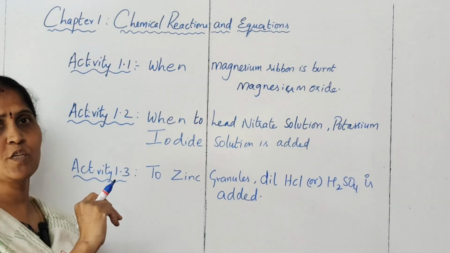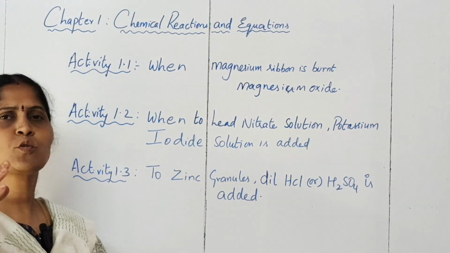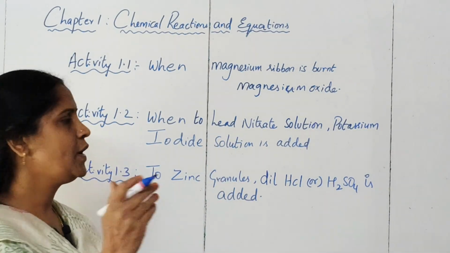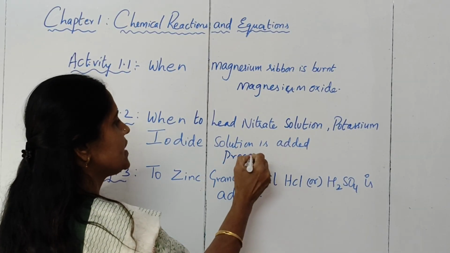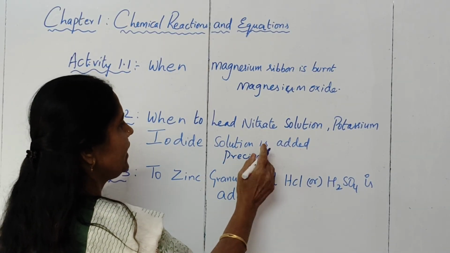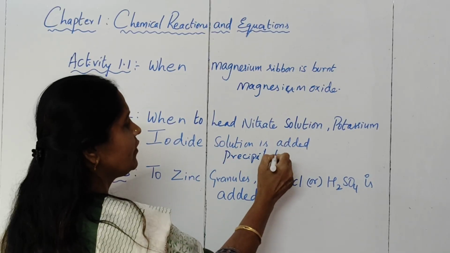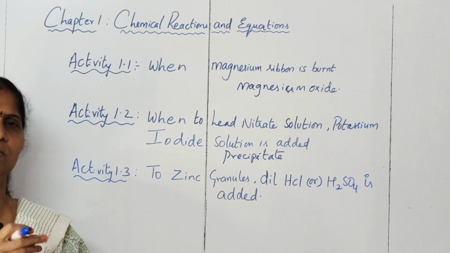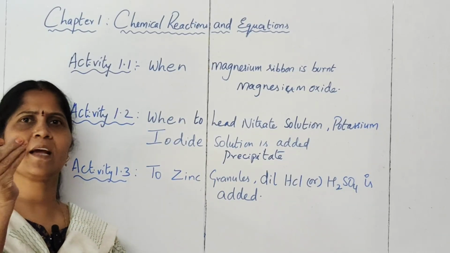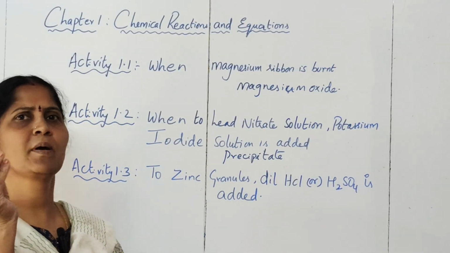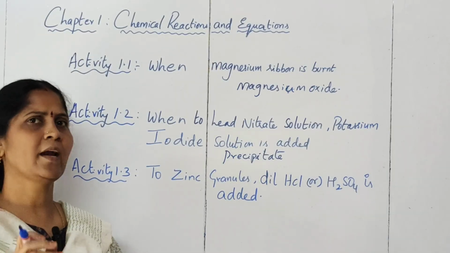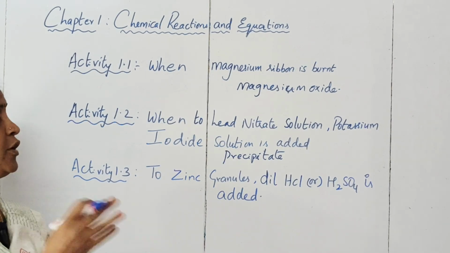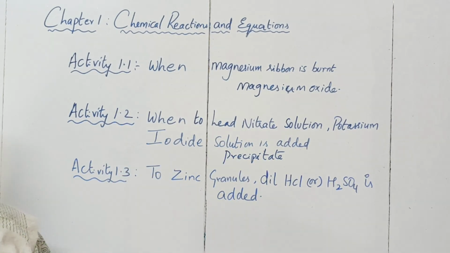Next, we proceed to activity 1.2. When you add potassium iodide solution to lead nitrate solution, you will observe a precipitate. How does a precipitate look? Something like a curdled substance. It is an insoluble substance, something like a curd deposit. When you take some curd in water, you can see that deposit settle down. Like that it will appear. So a precipitate is formed when you mix these two, and this is also an example of a chemical reaction.